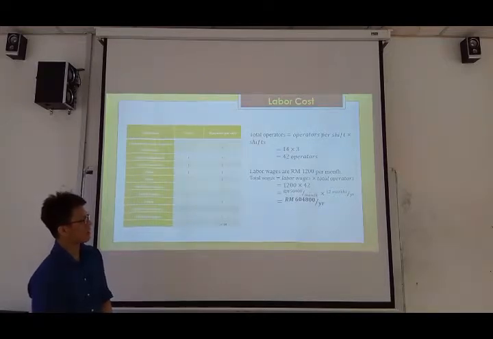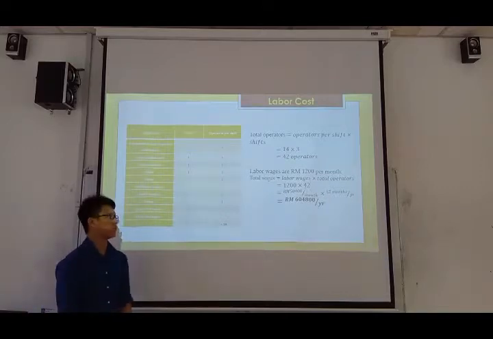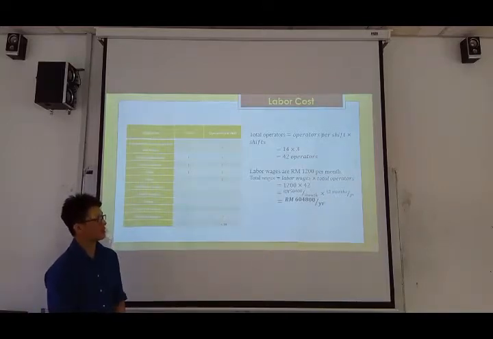Labor wages are Ringgit Malaysia 1,200 per month. The total wages is equivalent to labor wages times the total operators, which is 1,200 times 42. So the final value is 604,000.